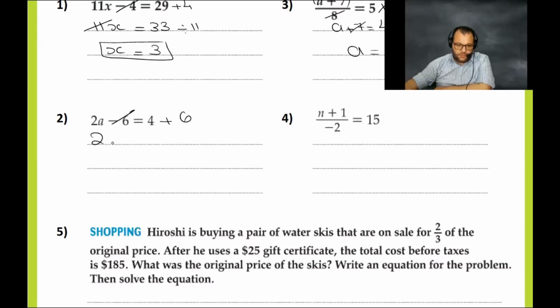2A equals 10. Then divide by 2. A equals 5. The same for number 4.